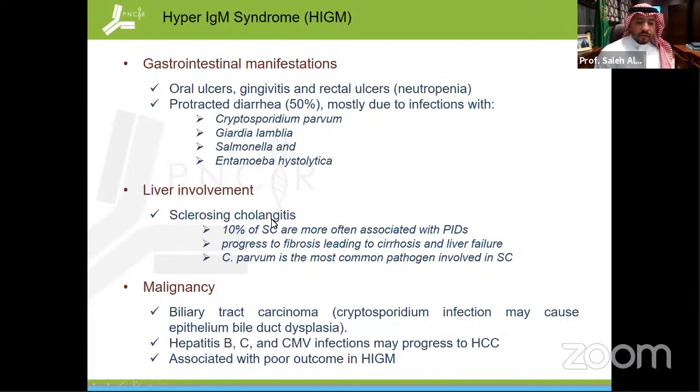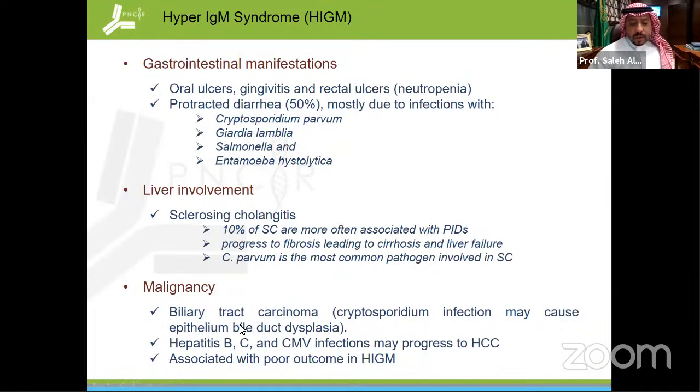Other manifestations include liver involvement, and typically those patients, if they have long-lasting infection, might present with severe sclerosing cholangitis. We know that sclerosing cholangitis is quite rare in children. However, 10% of sclerosing cholangitis cases are more often associated with primary immune deficiency, typically hyper IgM. It might progress to fibrosis, which can lead to liver failure. It has been associated and linked with Cryptosporidium parvum as the most common pathogen involved in patients with sclerosing cholangitis.